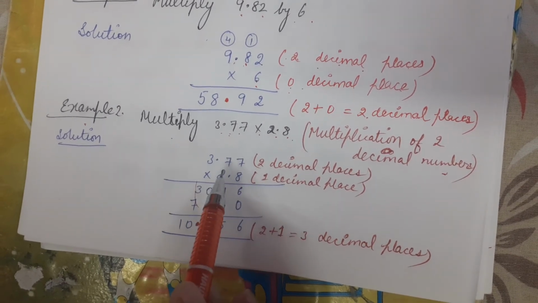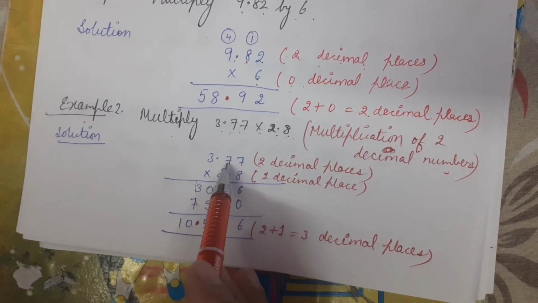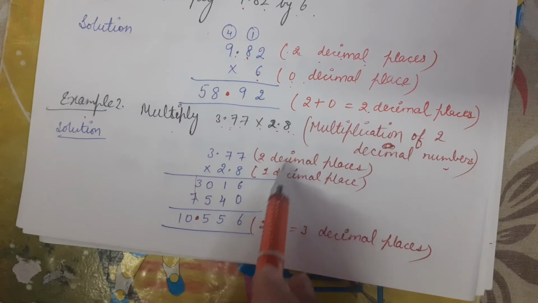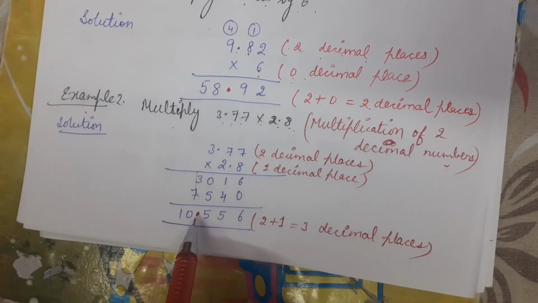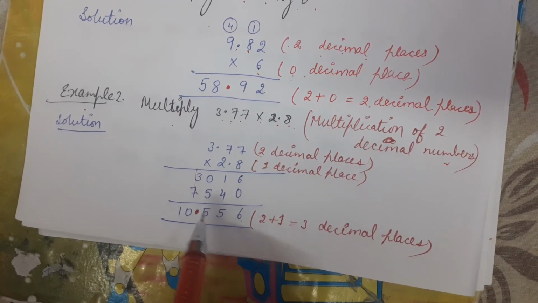Now we are putting the decimal. How? Calculate the decimal places here. Decimal places are 2 in the first number, and 1 in this. So 2 plus 1 is 3. So we have to put 3 decimal places. We are counting from the right, that is 1, 2, 3. So put the decimal here.